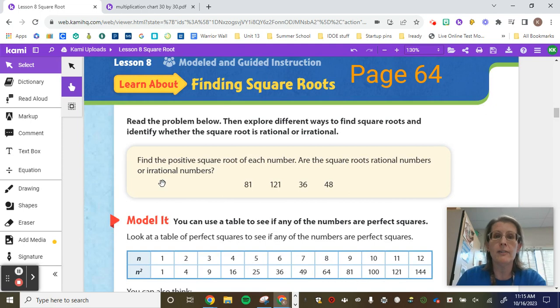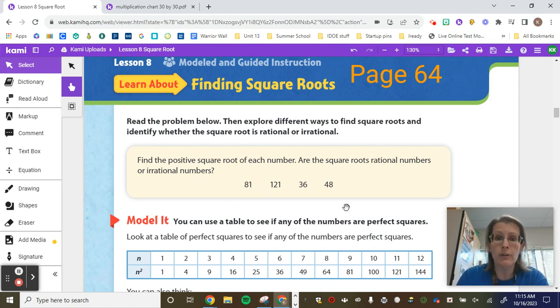So now on page 64, we're ready to start our lesson. Lesson 8 does 2 things. It talks about how to find square roots, but it also talks about how to estimate square roots of non-perfect squares. So on 64, first the question asks us to find the positive square root, so we don't need negative numbers right now, of each number. Are the square roots rational numbers or irrational numbers?